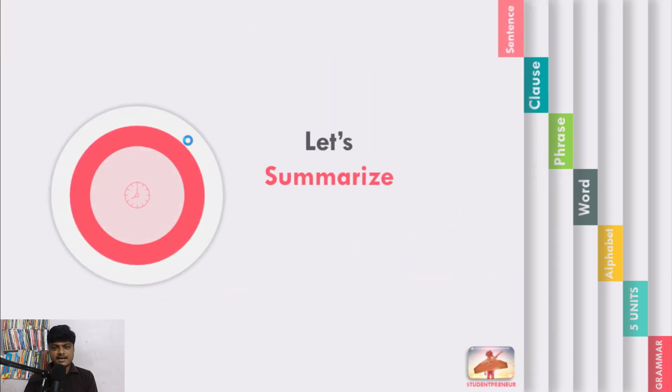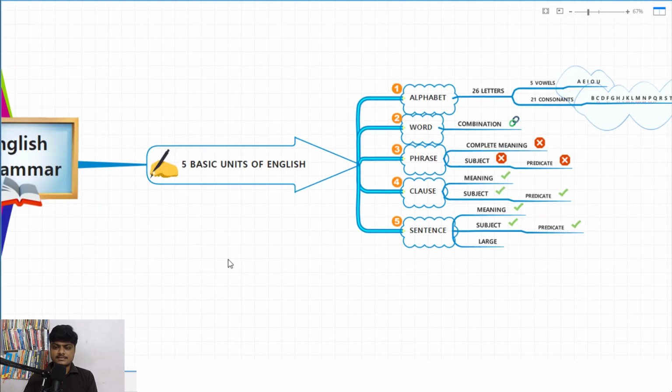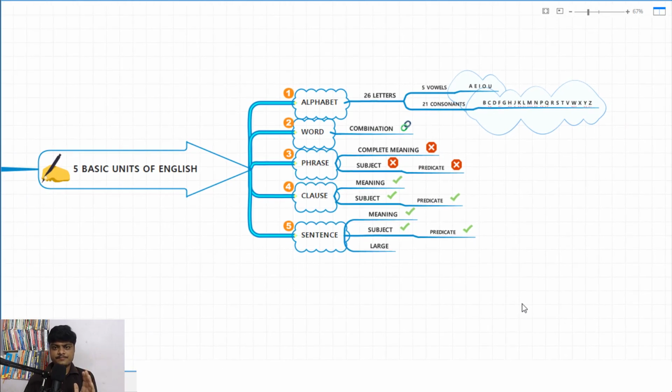So let's summarize what we have learned in this session. There are 5 basic units of English. They are alphabet, word, phrase, clause and sentence. Alphabet means 26 letters, 5 vowels, 21 consonants. A, E, I, O, U are called vowels, and the remaining letters in the alphabet are called consonants. The second basic unit is word, a combination of letters with a meaning. Third basic unit is a phrase. It doesn't have complete meaning. It doesn't have subject and predicate. Clause gives complete meaning and has subject and predicate.